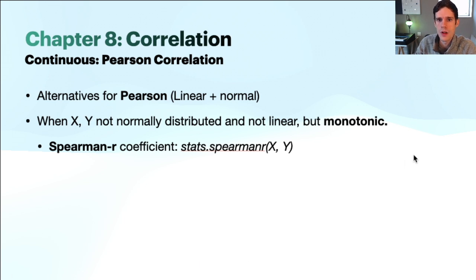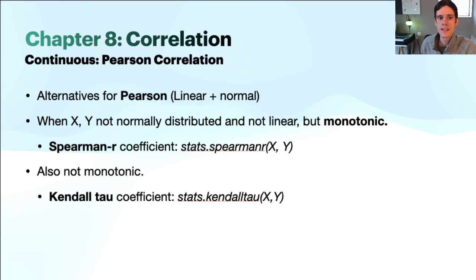But what now if also this monotonic condition is not met? Well, then there is still one function that comes to the rescue, namely the Kendall-Tau coefficient. This is again a measure for correlation between two variables, but these two variables don't need to come from normal distributions, and they also don't need to be linear, and their relation also does not need to be monotonic. And we will see an example of it right away. But also here, we can compute this coefficient with stats.kendalltau(X, Y), which again returns a coefficient between -1 and +1, but also a corresponding p-value.